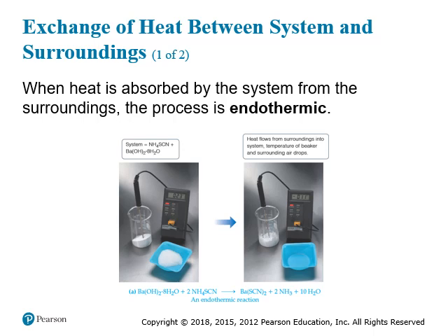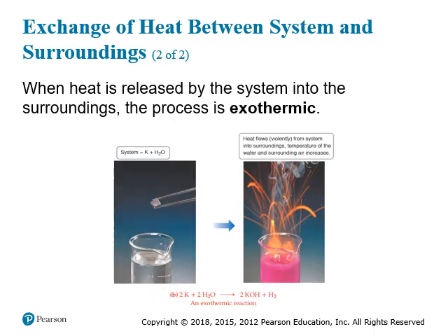These two compounds react in order to form barium thiocyanate, ammonia, and water. From a thermochemical point of view, it's important to note that upon the formation of these products, we see the heat flow from the surroundings into the system. The temperature of the surroundings drops because the energy from the surroundings has now gone into the system. When energy is transferred from the surroundings to the system, the process is endothermic.